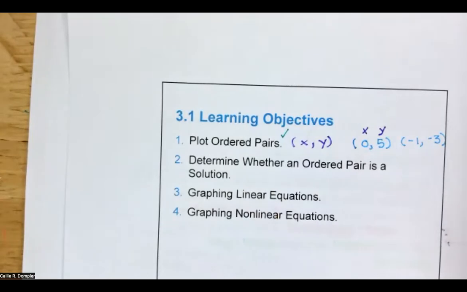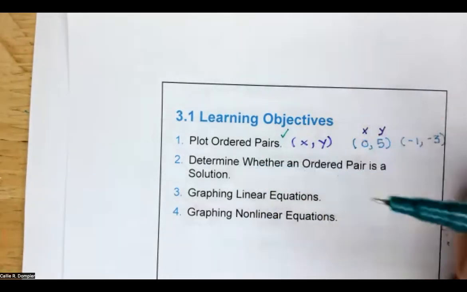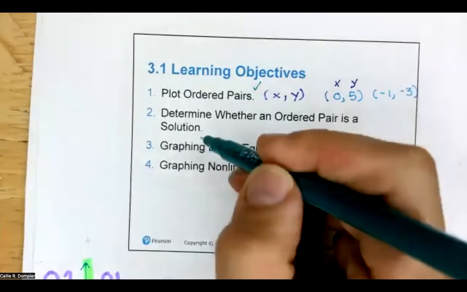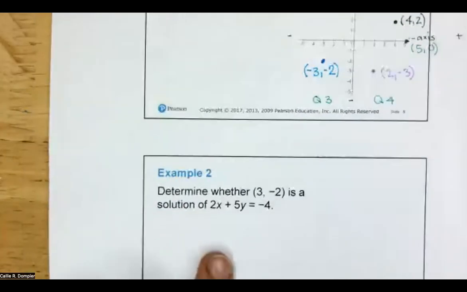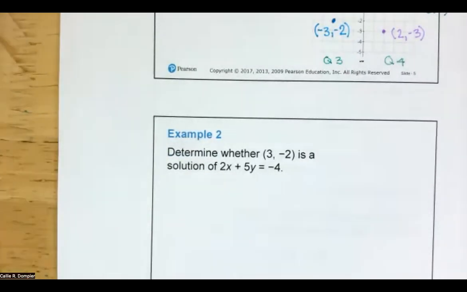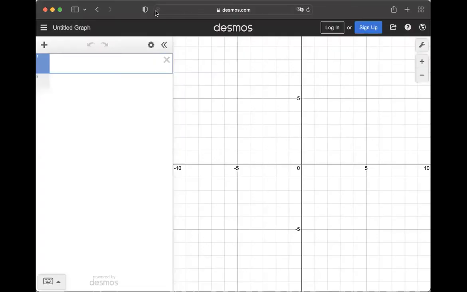All right, so when we introduced the learning objectives, we said plot ordered pairs. We've done that, right? Next, it says determine whether an ordered pair is a solution, because we are going to take linear equations and graph them. That means you can take something like this and graph it. So let's use Desmos, and feel free to follow along with me. It was 2x + 5y = -4.